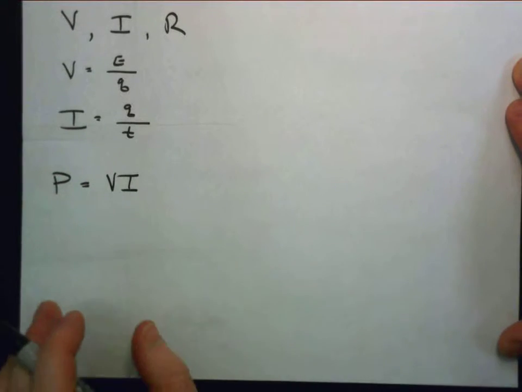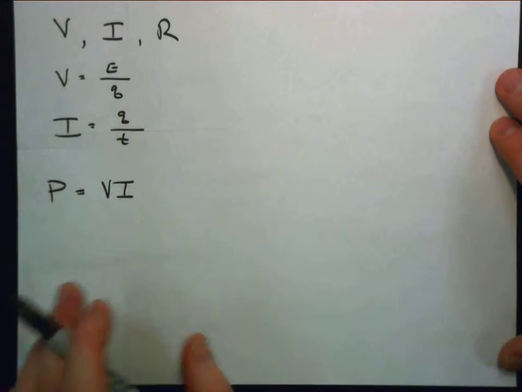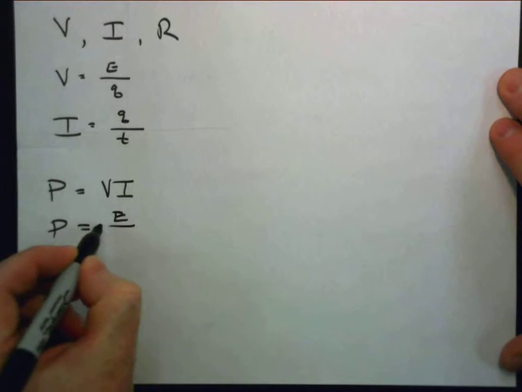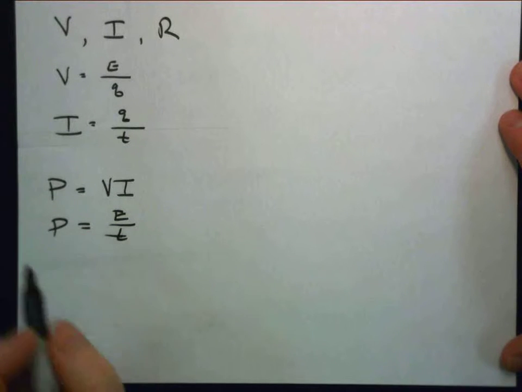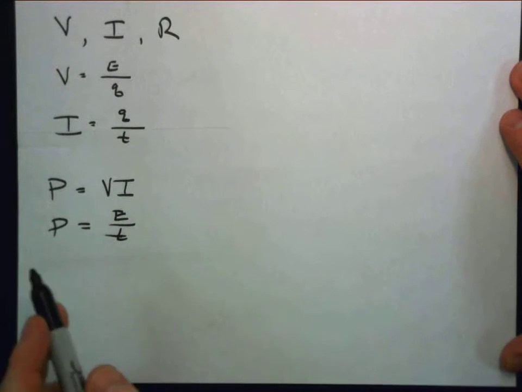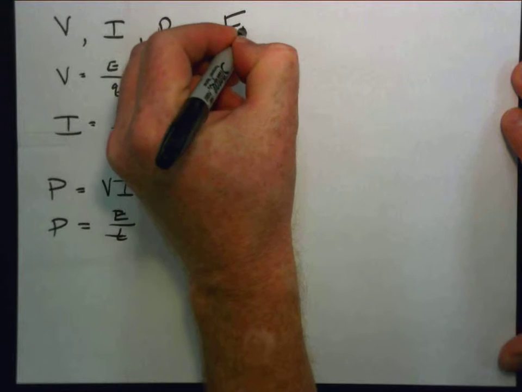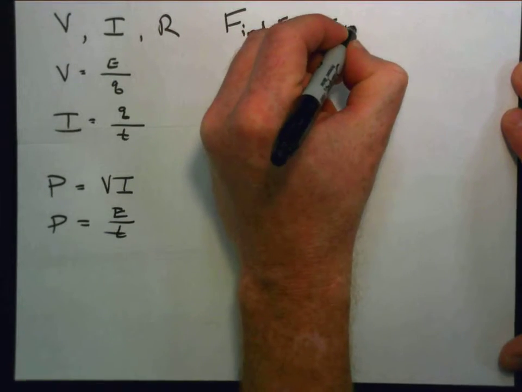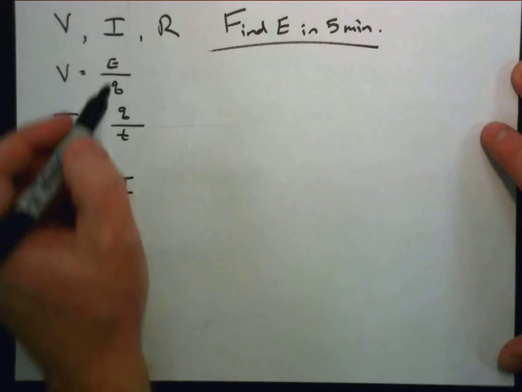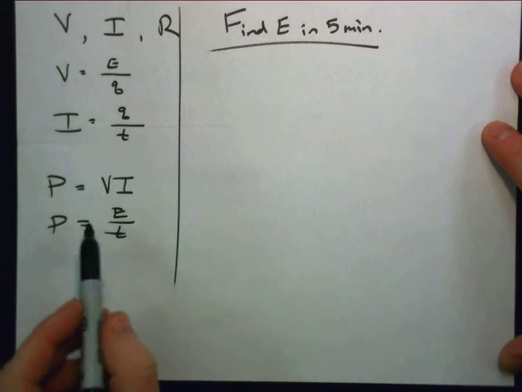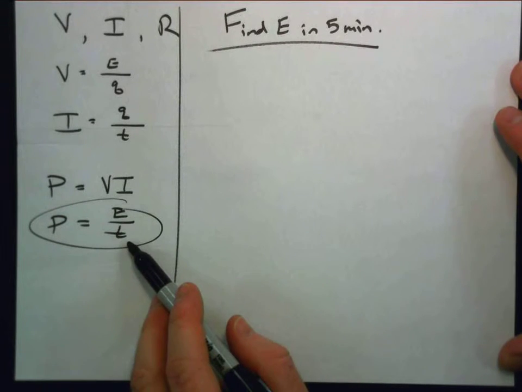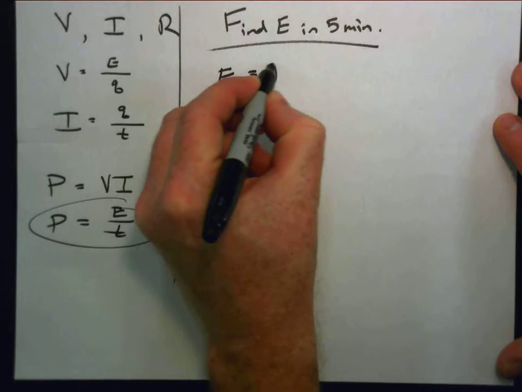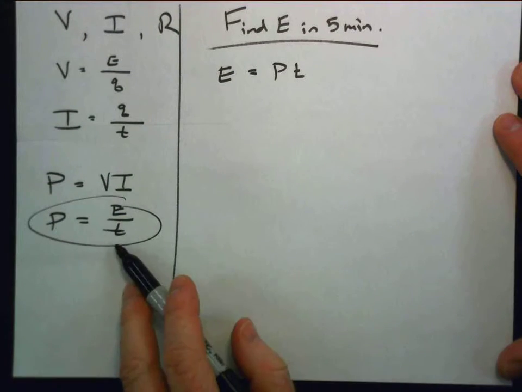Okay, so what do I want to do? Well, I also know something about power. Power is energy divided by time. So you know what? I actually want to start with this equation here. Find energy dissipated in 5 minutes. That's what I'm doing right now. I'm going to start with this because I see energy, time, and I know they're related through power. I'm going to rearrange and say that energy is power times time. See what I've done? Just taken from that, multiply.